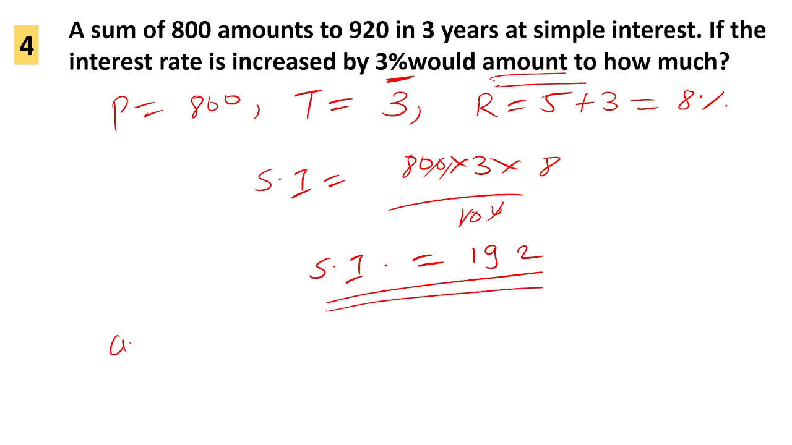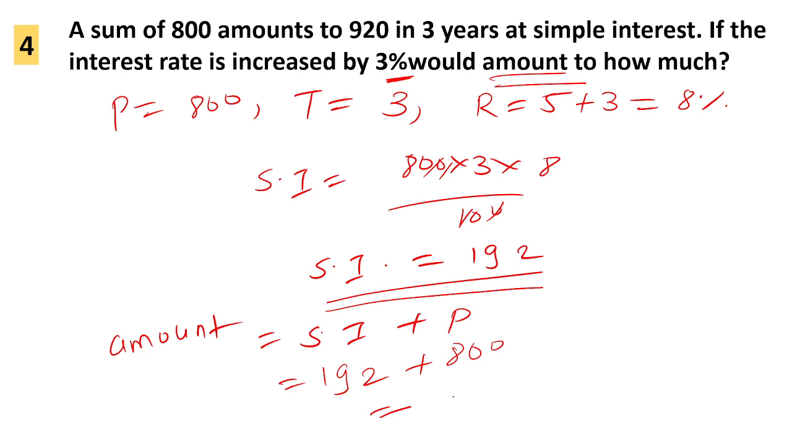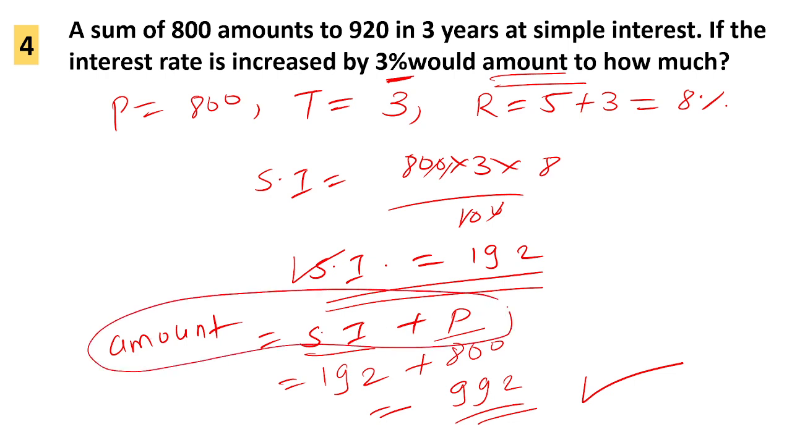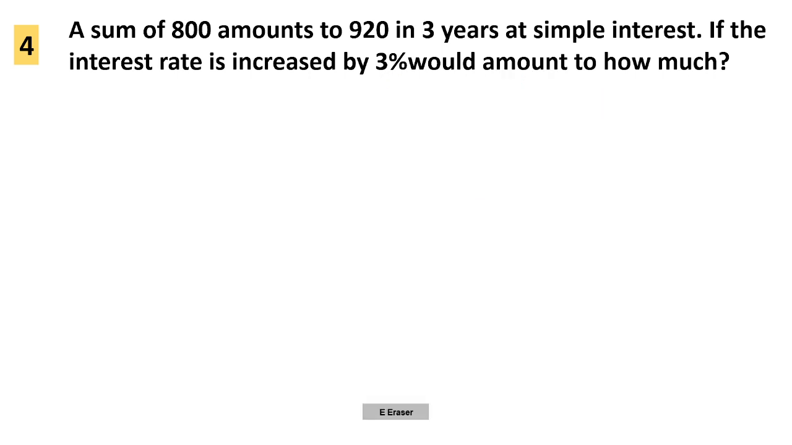So what is the formula for amount? Amount equals simple interest plus P. What is simple interest? 192. What is P? 800. So the amount will be 992. Everyone got this? Whenever they ask for the amount, you have to add the simple interest and P. Don't answer with the simple interest. They will provide MCQ options as 192 and also 992. Don't get confused between simple interest and amount. Amount is equal to simple interest plus P. This one is important. Okay, let's move towards the next question.